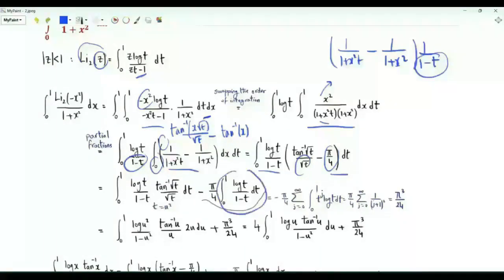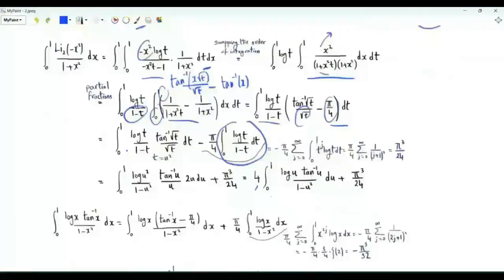From the previous integral, we obtained that this is minus zeta of 2. Minus pi over 4 times minus zeta of 2 is pi cubed over 24. In this integral, use the change of variables t equal to u squared. After simplifying, we get 4 times integral u from 0 to 1 log u, the inverse tangent of u, over 1 minus u squared. We focus now on this integral, written here using variable x.